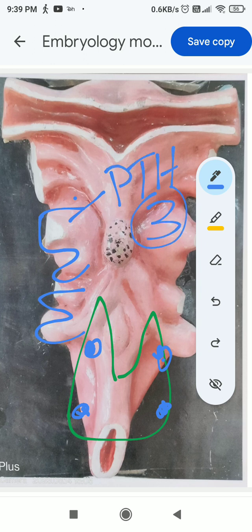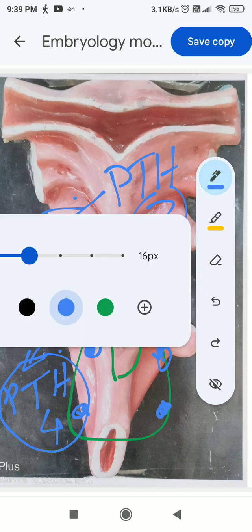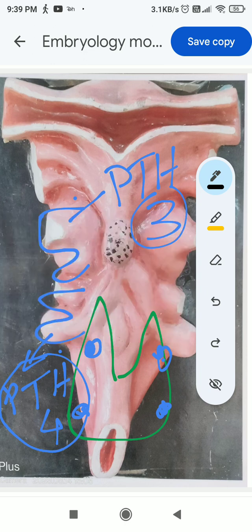Okay, whatever comes from the fourth pouch, we can call it parathyroid 4, PTH. The point here is, we expect parathyroid 3 is higher, so it will give rise to superior parathyroid. PTH 4 is at a lower level, so we expect that it will give rise to inferior parathyroid. But the point here is the parathyroid 4 will remain there itself to give rise to superior parathyroid gland. Whereas the parathyroid 3 is developed along with one lymphoid tissue called thymus.